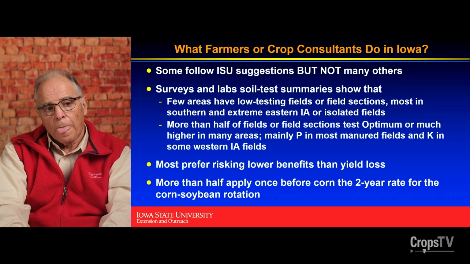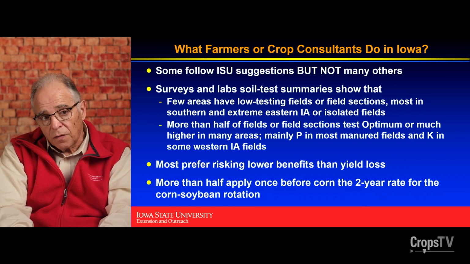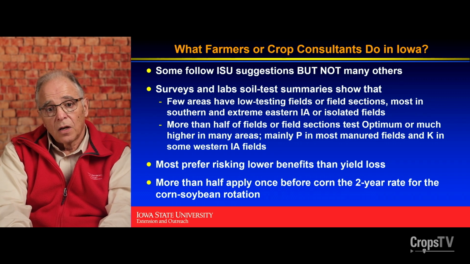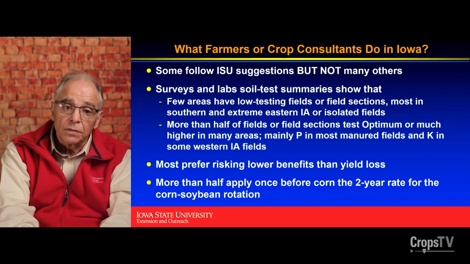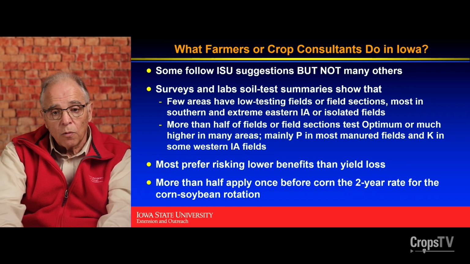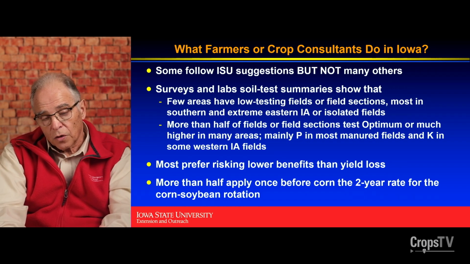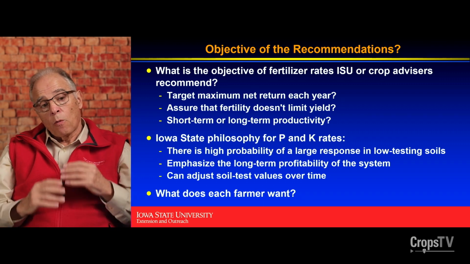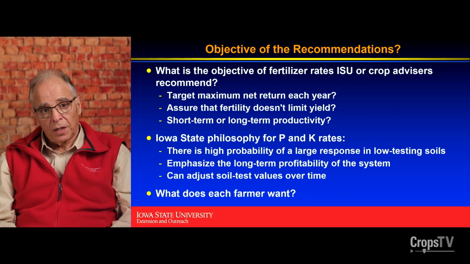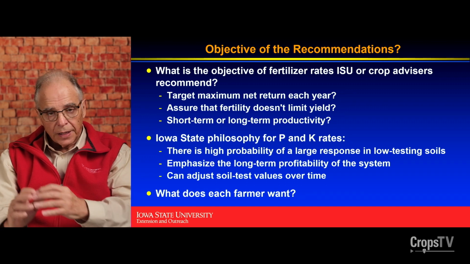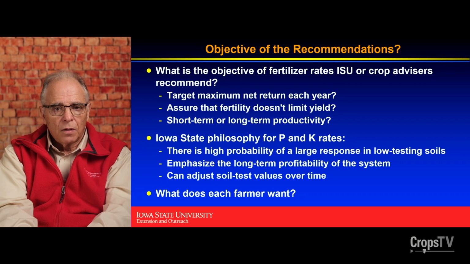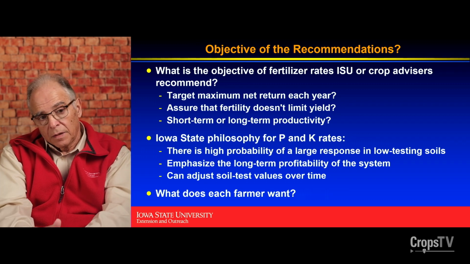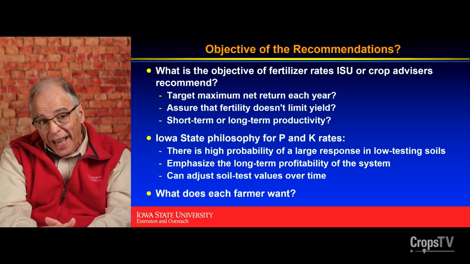Okay? So what is happening out there is that most Iowa farmers prefer risking lower benefits from the application of fertilizer than a yield loss. That's the reality. Okay, and then of course more than half apply once before corn the 2-year rate for the corn soybean rotation. So what I ask you the farmer, I ask you the consultant, the dealer, what is the objective of the recommendation?